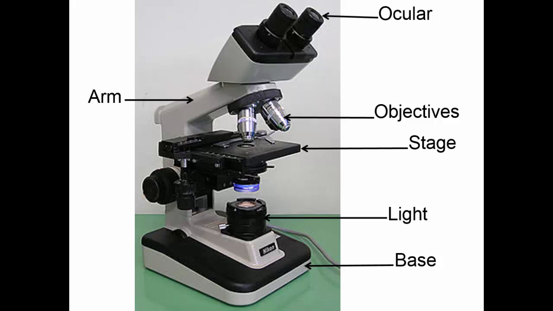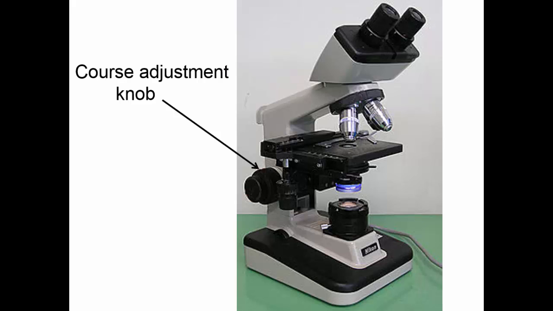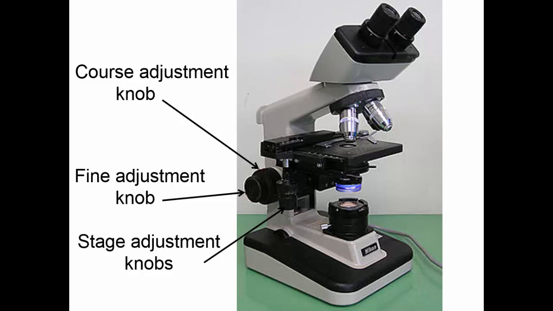The stage is where you will place the slide, and the iris diaphragm will help control how much light comes to your eye. The coarse adjustment knob is the larger of the two knobs on the arm. The fine adjustment knob is the one that's located inside the coarse adjustment knob. The coarse adjustment knob will change the distance between the objective and the slide visibly. You'll see it move. The fine adjustment knob just does little tiny changes. It's used for fine focusing. And then the stage adjustment knobs will help move the slide around on the stage.